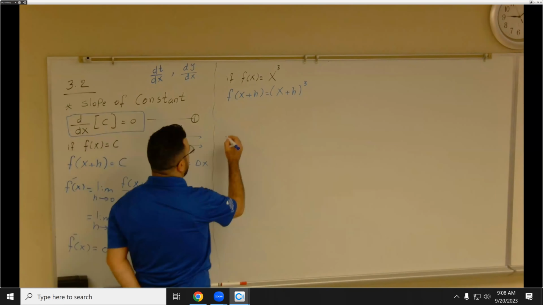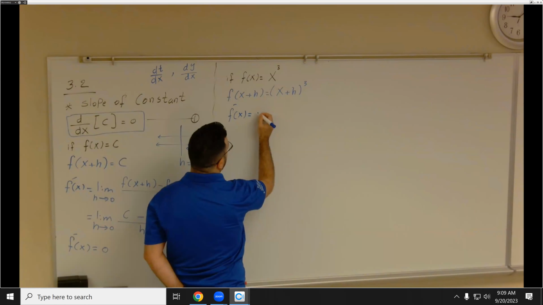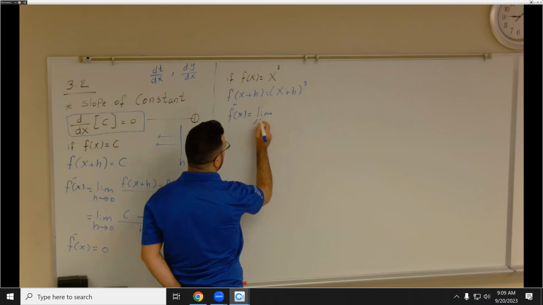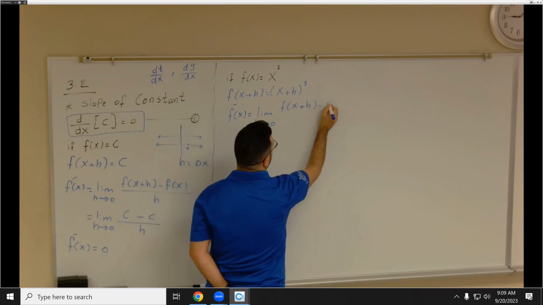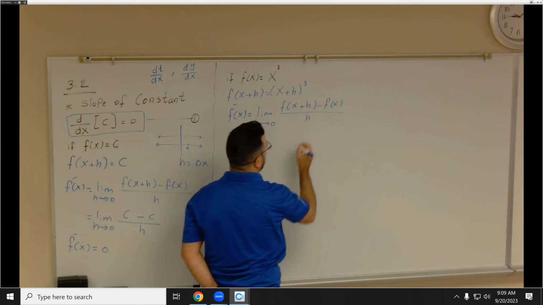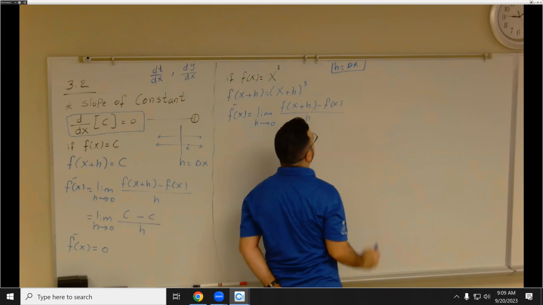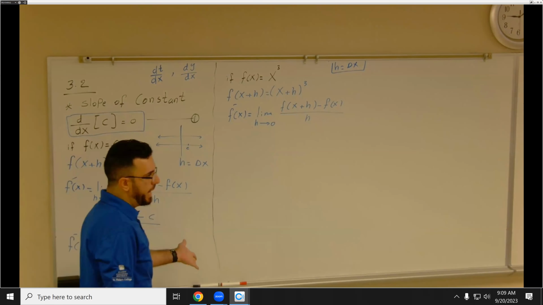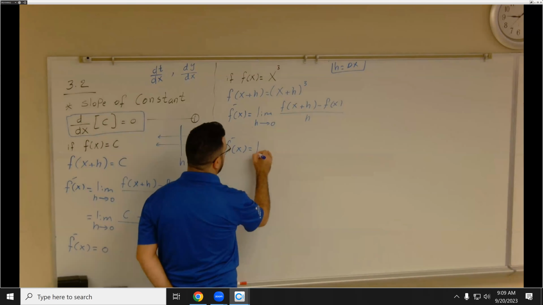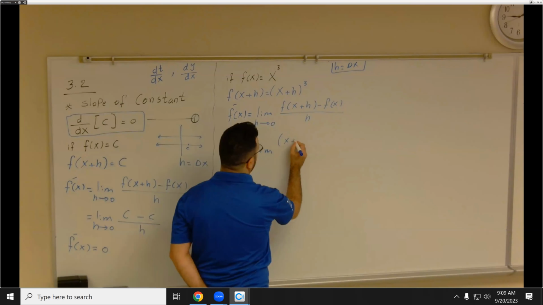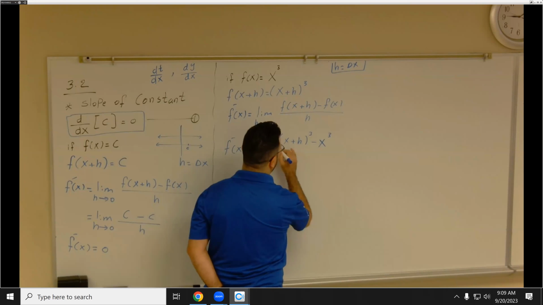Let's use the limit. We need to find the derivative. So f prime of x is going to be equal to the limit as h, not x, h approaches 0 of f of x plus h minus f of x, and everything divided by h. Again, don't confuse yourself. H is the same thing as delta x. But sometimes when you're working on the examples, you will see h, sometimes you're going to see delta x. That means f prime of x is going to be the limit of x plus h cubed minus x cubed, divided by h.